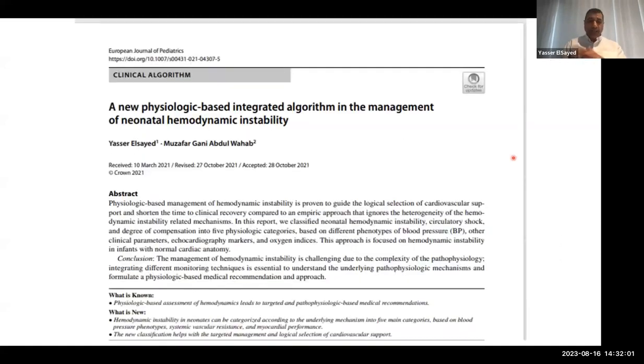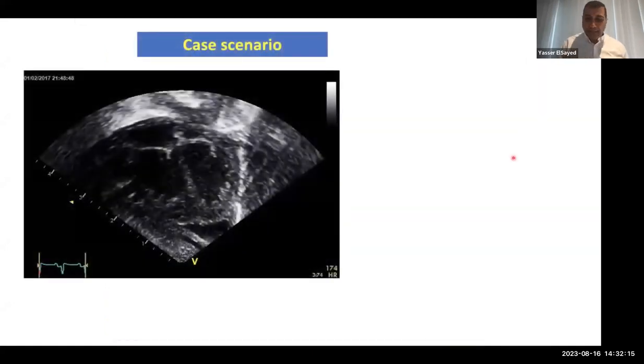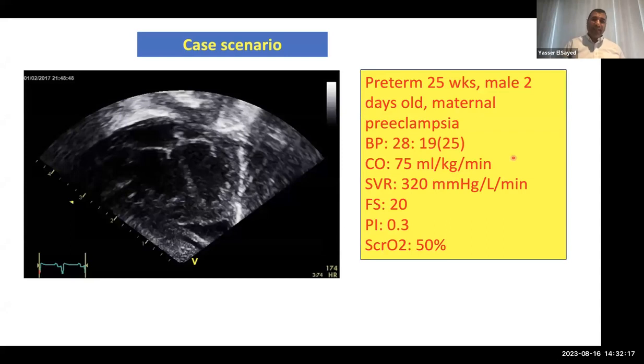Also, we published what I have discussed already on this integration, with most of the graphs that I showed, in this article: the new physiologic-based integrated algorithm in the management of neonatal hemodynamic instability. And I have a case scenario, just to clarify how we can deal with challenging case scenarios using this integration.